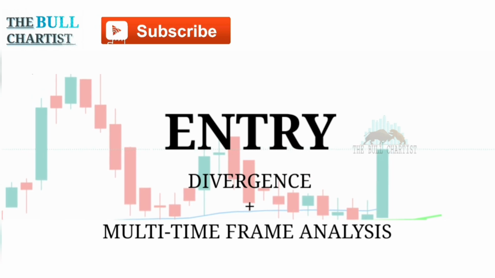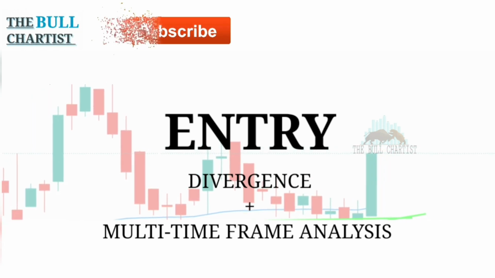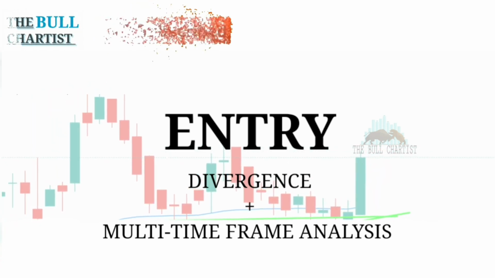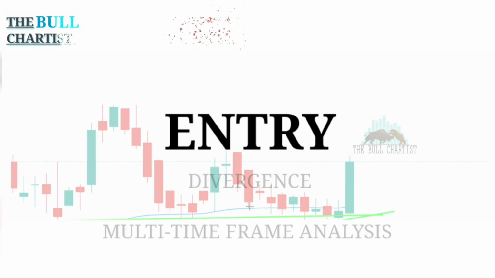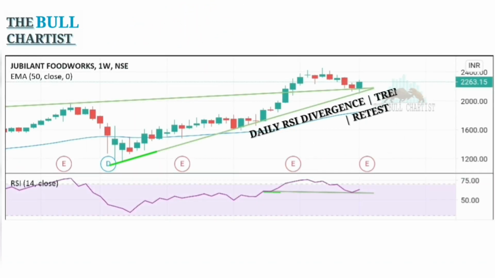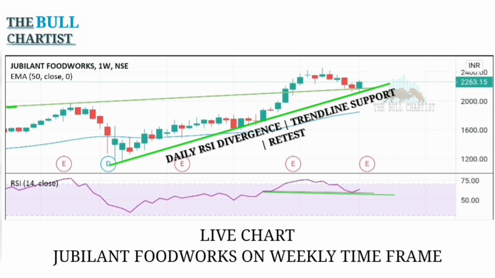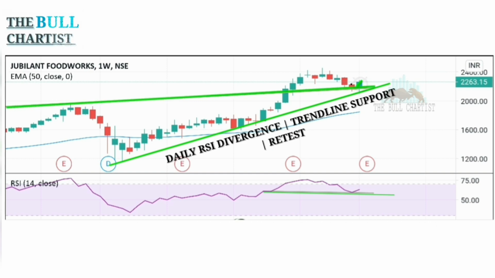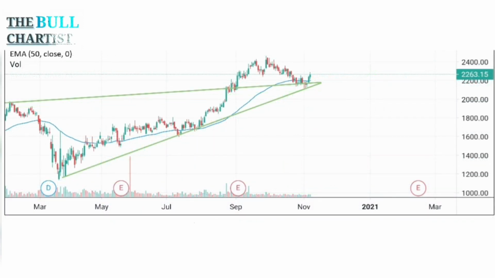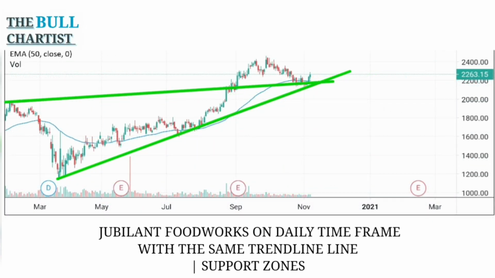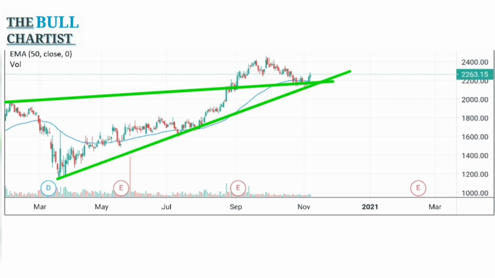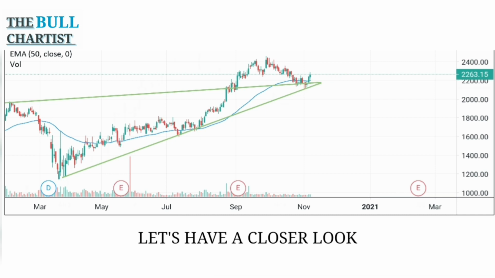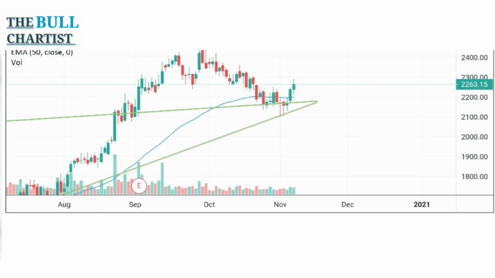Next is entry. We use multi-time frame analysis with divergence. Let's have an example now. Jubilant on weekly time frame. Now going to a lower time frame. These are the same trend lines and support lines, the ones you saw on the weekly time frame. We need to have a closer look at the recent candles.